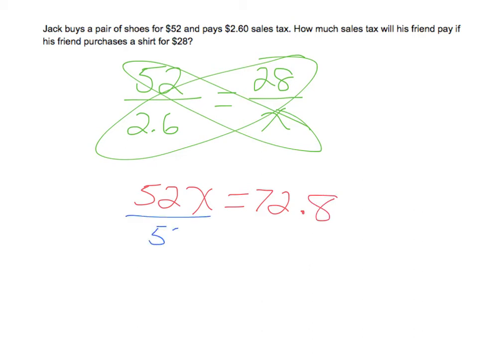Next, we'll divide both sides by 52. So, divide both sides by 52, and 72.8 divided by 52 is, those cancel, x equals 1.4 or $1.40.